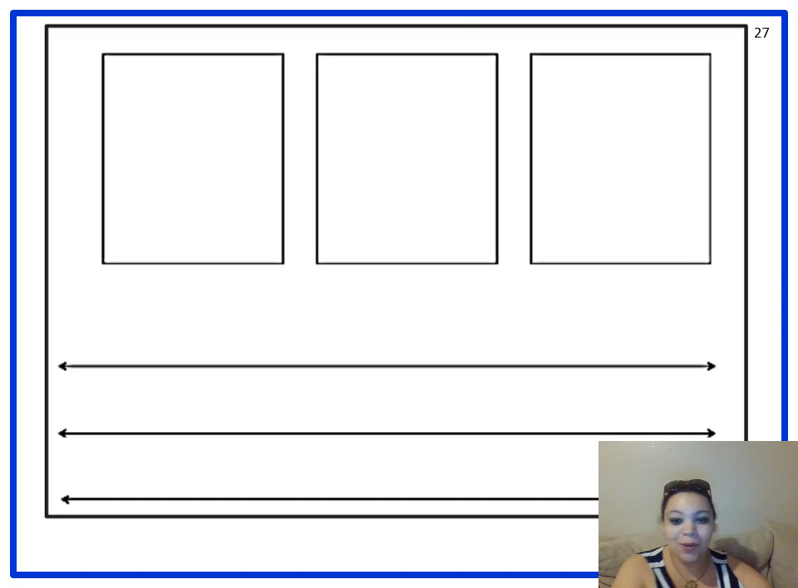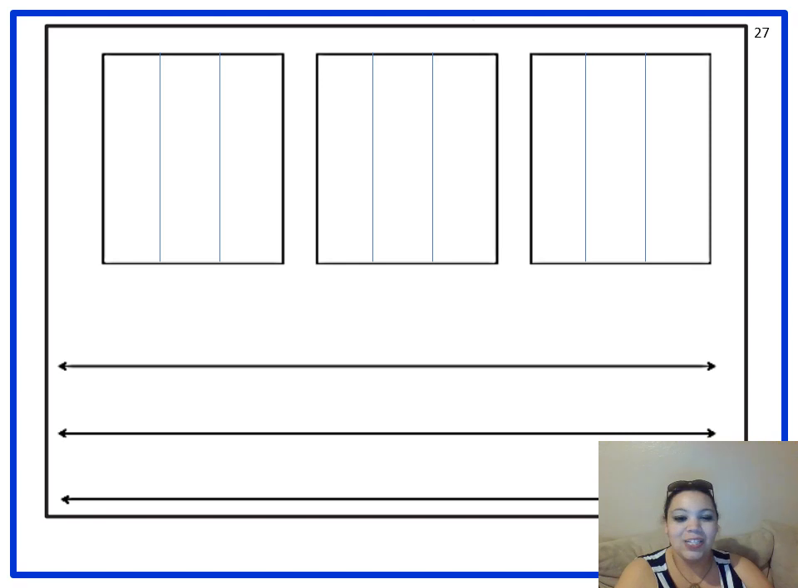All right, so now what we are going to do is we're going to work on our concept development. So if you have this paper in your packet, which you should, let's go ahead and turn to that page so we can get started on that concept development together. All right, so the first thing that we are going to do is split up each of these wholes into 3 equal parts. So go ahead and do that now on your paper.